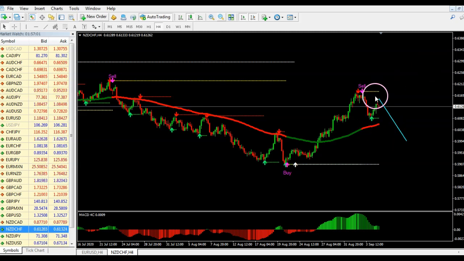Now, if this price breaks the high, it's the same thing. The pullback is just going to take longer, that's all. So it's the same direction coming down, and then we're going to wait until the price is down so we can start buying it. That's NZD/CHF. Now I want to look at USD/Mexican peso.